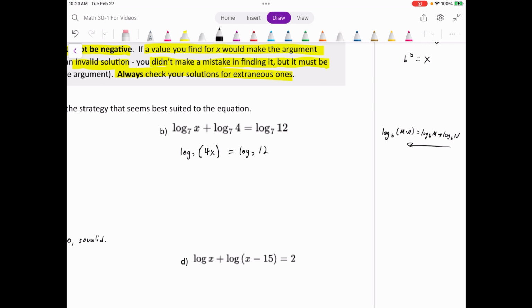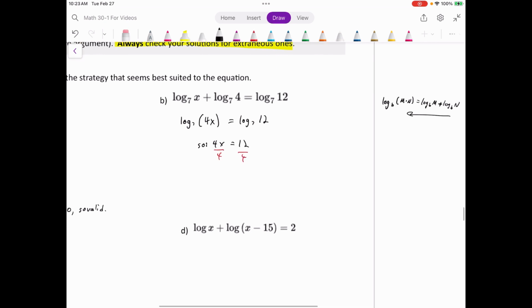And now we're at the same place. Look, how could log base 7 of 4x be the same thing as log base 7 of 12 if 4x isn't the same thing as 12? Well, it couldn't be, right? So 4x must just be 12. And then divide both sides by 4. 12 over 4 is 3, so x equals 3.